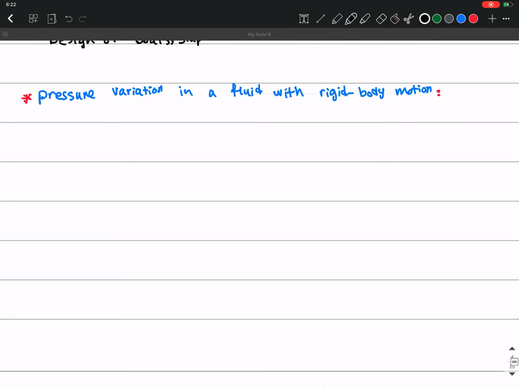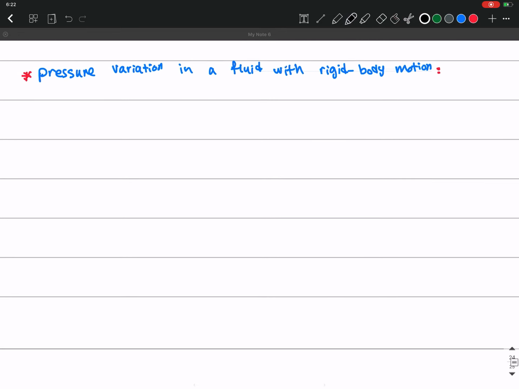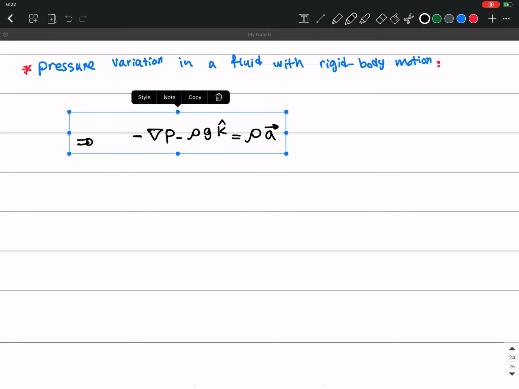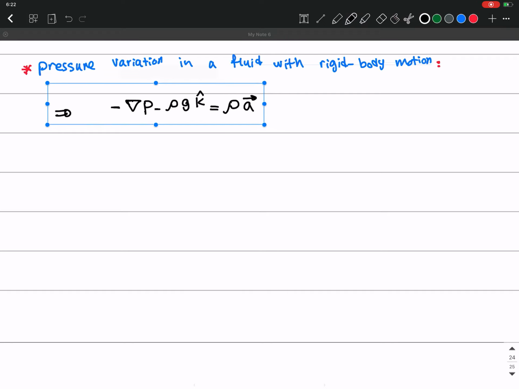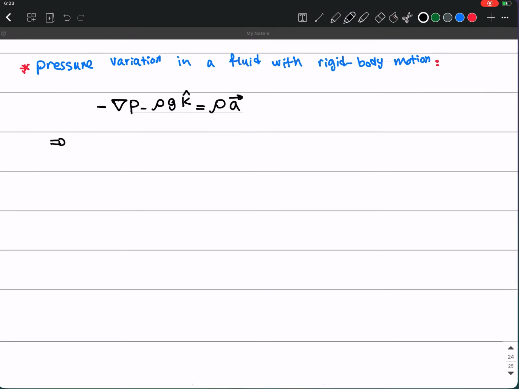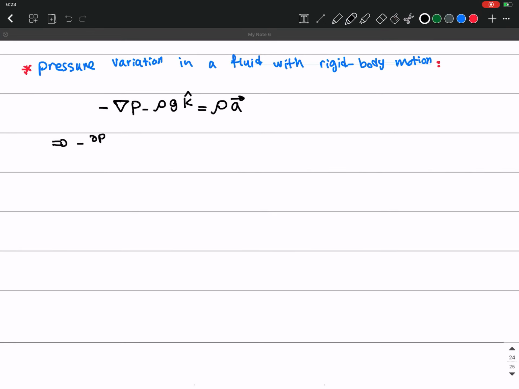And now we assumed that the acceleration a is 0, right? But what if this acceleration is not 0? So now I want to investigate this. This is the original equation we had. The gradient of P, this is just an operator definition, means that partial P over partial X is rho a_x if we have acceleration.